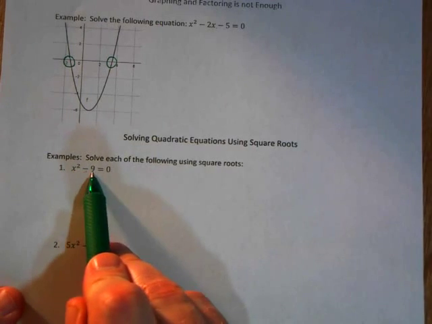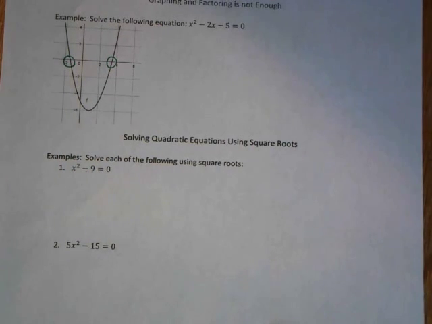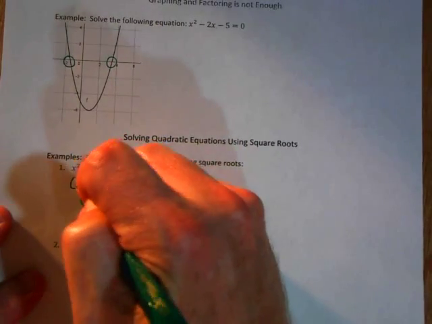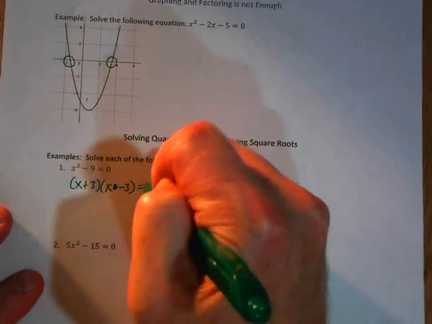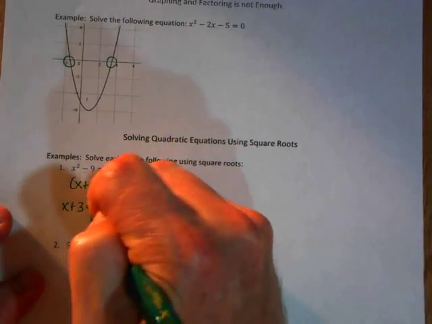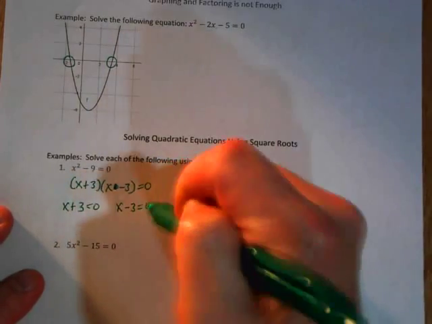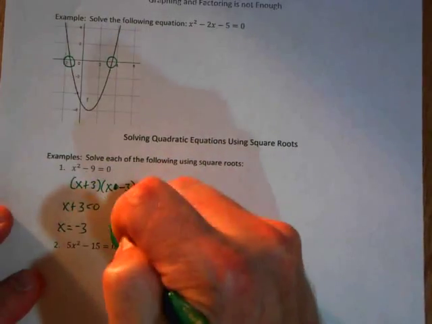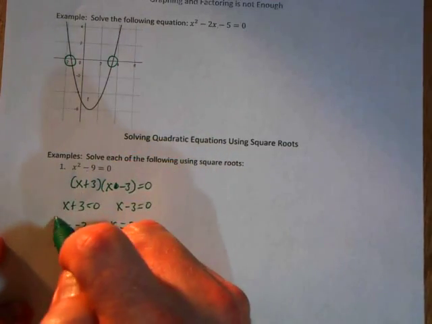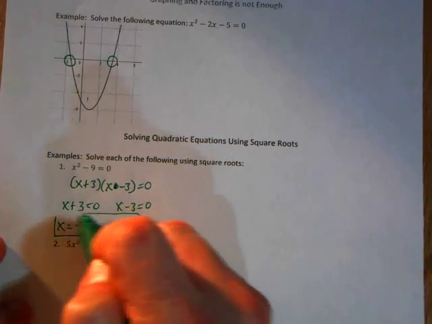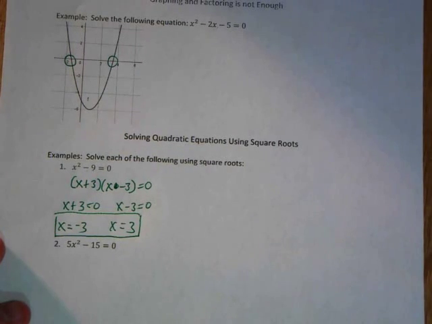x squared minus 9 equals 0. I'm actually going to solve this one twice. I'm going to do it the way we learned to do it before, which is to factor. And we notice that this factors as x plus 3 times x minus 3. So we have x plus 3 equals 0, x minus 3 equals 0, so x equals negative 3, x equals 3. That's nothing new. That's what we've done in the past. The big thing I want to point out to you is when you have an equation with an x squared, you should almost always get two answers.